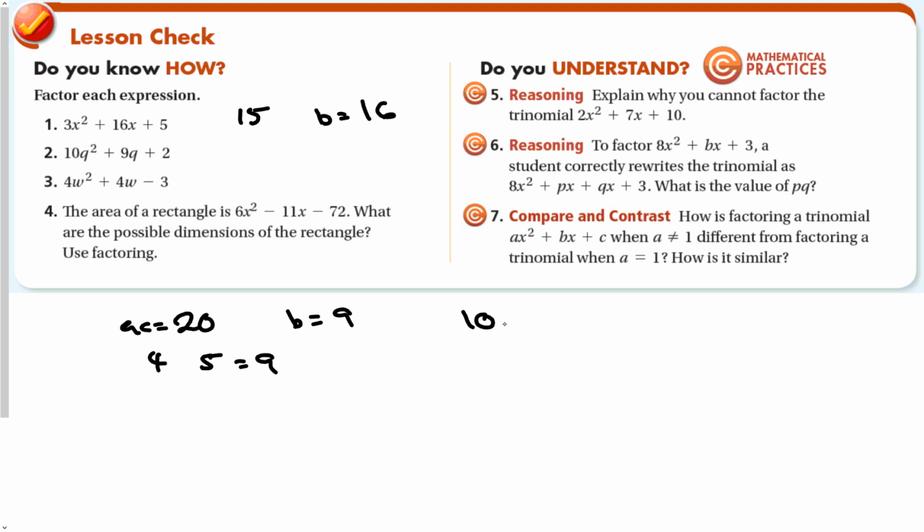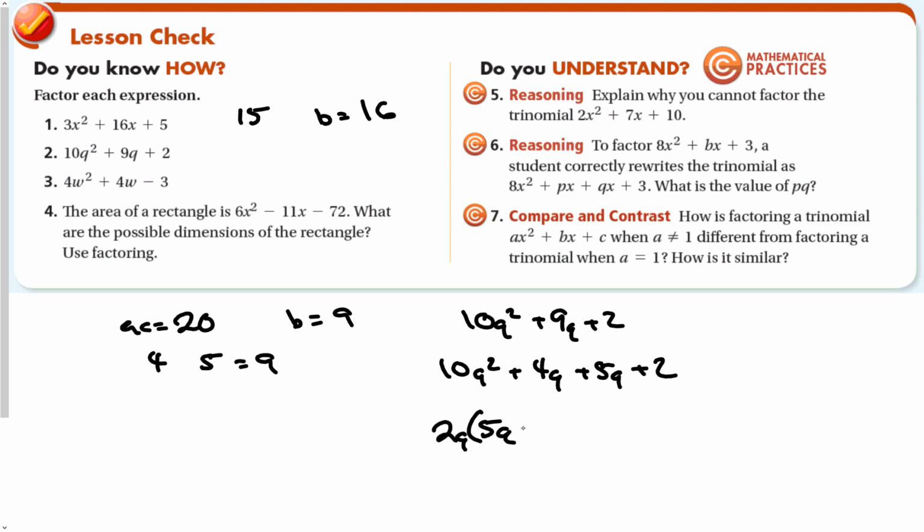Let's finish this whole problem. So that's 10q squared plus 9q plus 2. I break it into 4q and 5q. And I factor out the common factor of 2q, so 5q plus 2. And it has nothing in common. Well, if I factor out nothing, right, to leave a 1 there, isn't that the same thing? And now my factors are 2q plus 1, 5q plus 2.